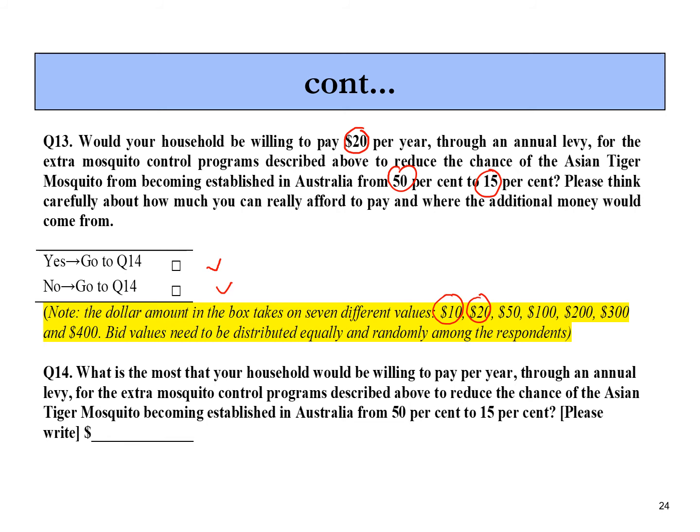Okay, they also ask this question: what is the most that your household will be willing to pay per year? Because sometimes, if they are given a certain value, for instance $20, they are willing to pay more. So this question tackles this problem. If they are willing to pay more, they ask what is the most amount that your household will be willing to pay per year. So you can also ask this kind of question to cater for their willingness to pay for your proposed program.